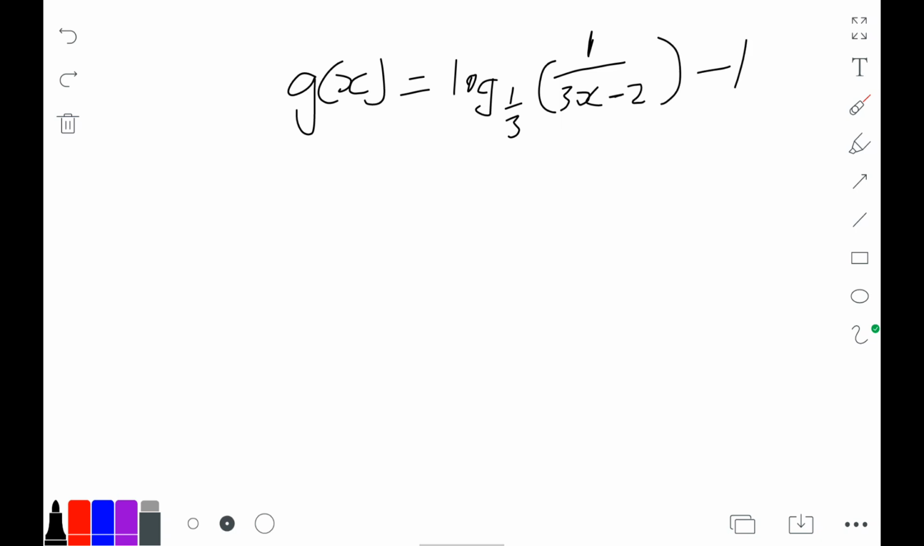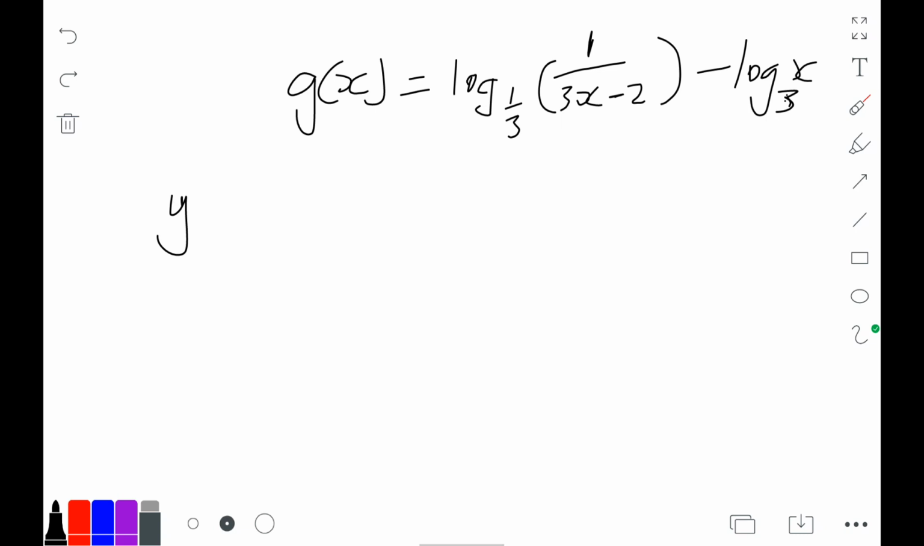minus 2, minus log of 3x. So now you have this function, and you have to find the domain of this function. The first thing that I'm going to teach you is that we can rewrite g of x.